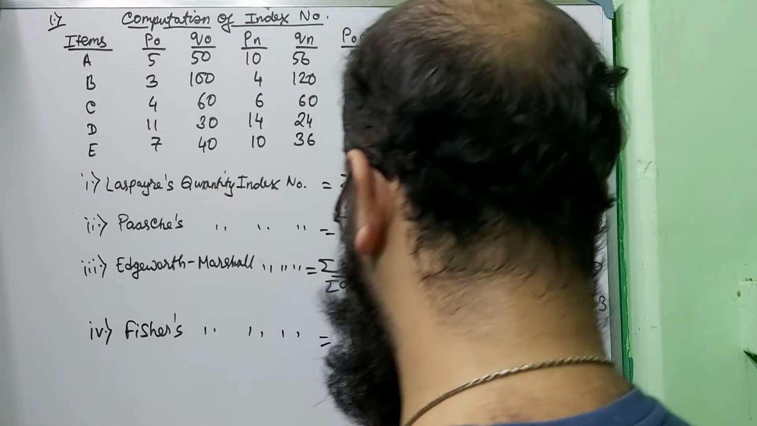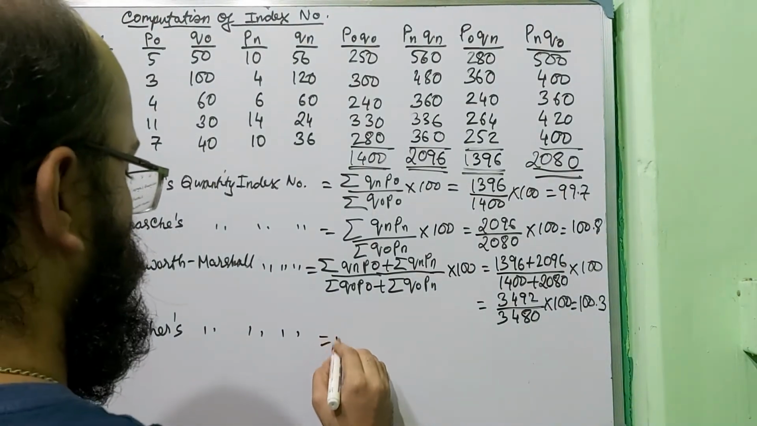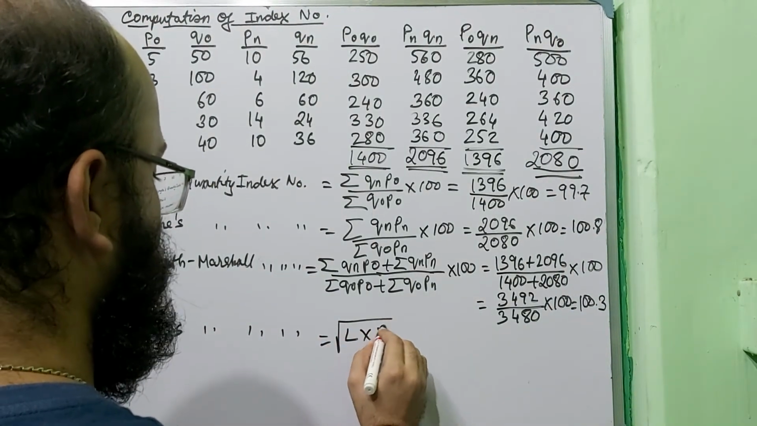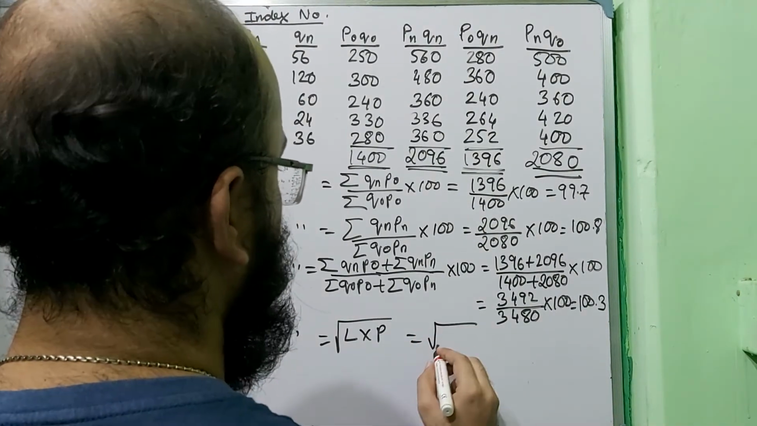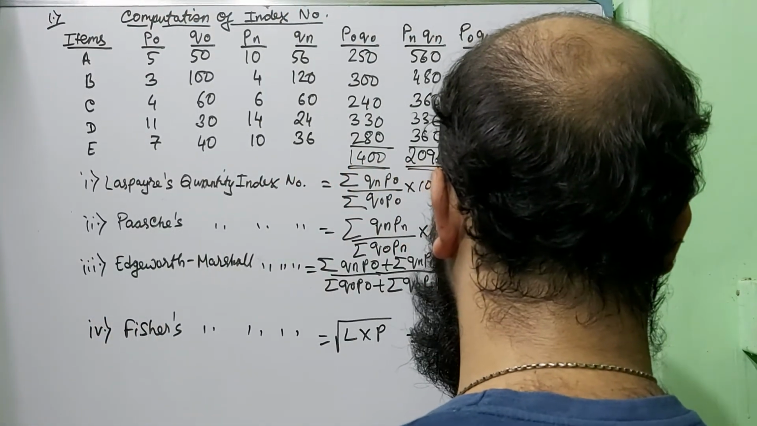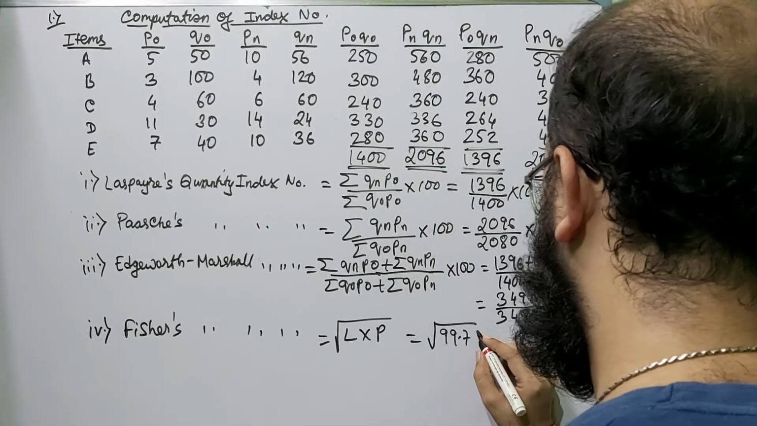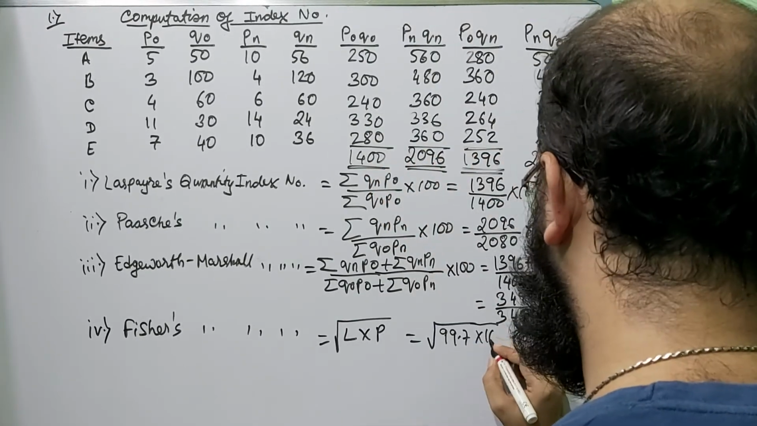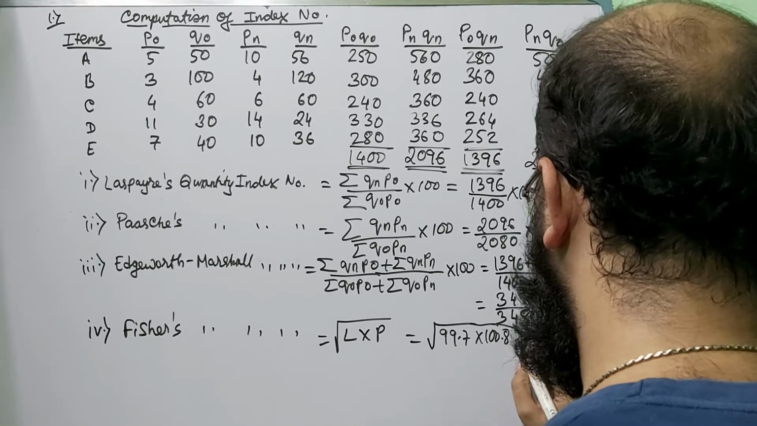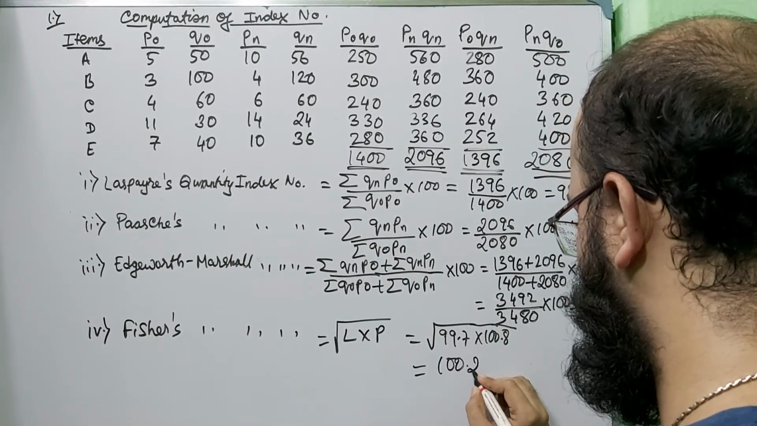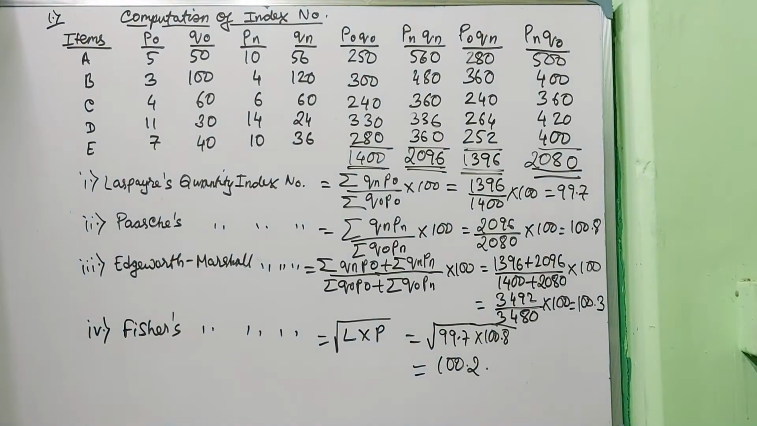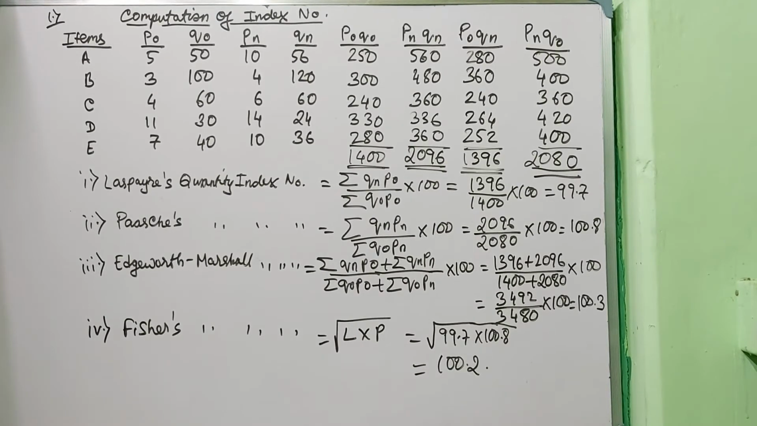The last one is Fisher's quantity index, root over Laspeyres into Paasche. We all know that. Root over Laspeyres into Paasche means 99.7 into 100.8, so it is coming 100.8. So this is the sum for your homework which I have provided you in my previous class.